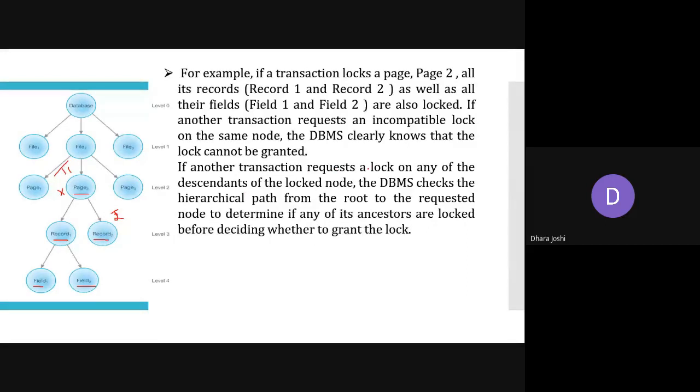If another transaction requests a lock on any of the descendants, if we are talking about this page 2, then its descendants are this record 1, record 2, field 1 and field 2. Suppose transaction T2 wants to have a lock on record 2. It is requesting a lock on record 2.